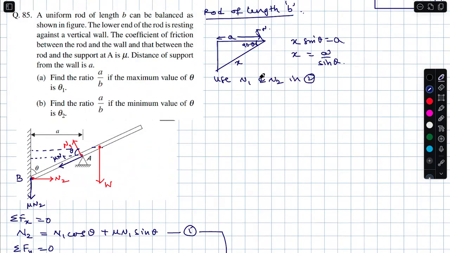Look at me once. The answer he gave is 2A by B is equal to 1 minus mu square sin theta 1 minus 2 mu cos theta 1 sin square theta 1. Is this much needed for us? Right. This is the condition. That's all.